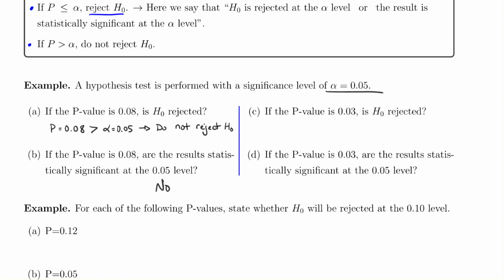Moving on to C, if instead the p-value was 0.03, is H0 rejected? Well, for this new p-value, it is less than or equal to our alpha of 0.05. Following that, we say that H0 is indeed rejected at the alpha level.